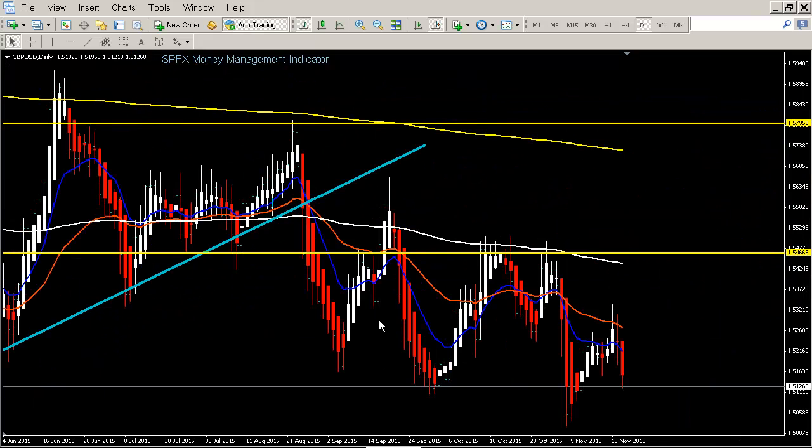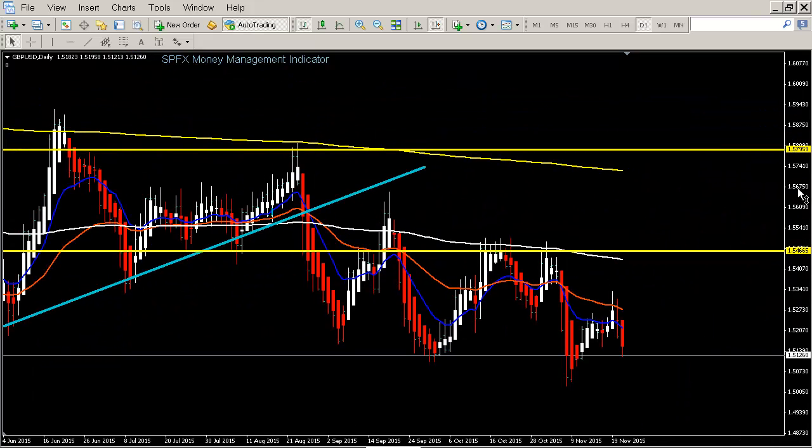GBP, US dollar cable gave us a daily 1, 2, 3. Here's your resistance line at that point now. 36 retracement, but it was not that volatile. It didn't look really that great to trade off the daily chart, right?